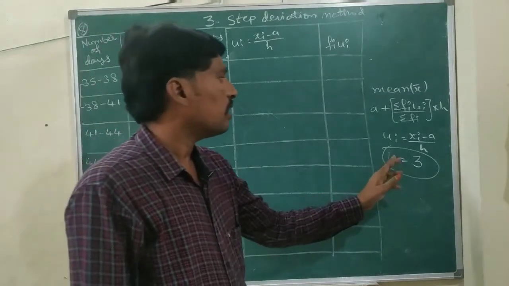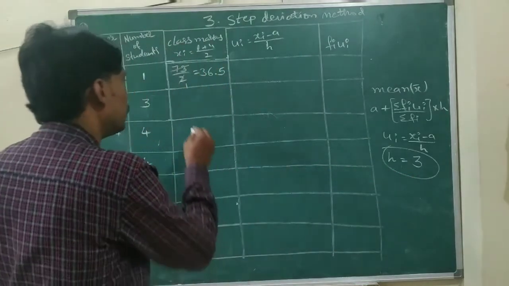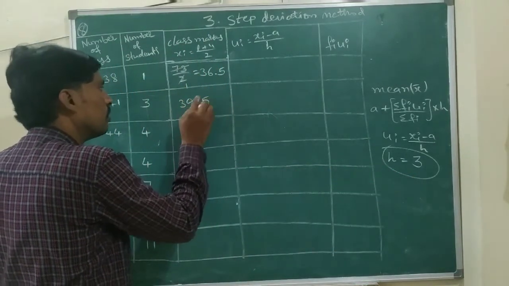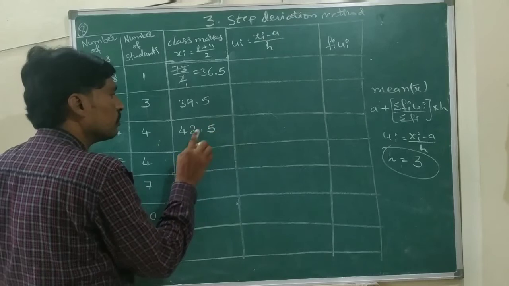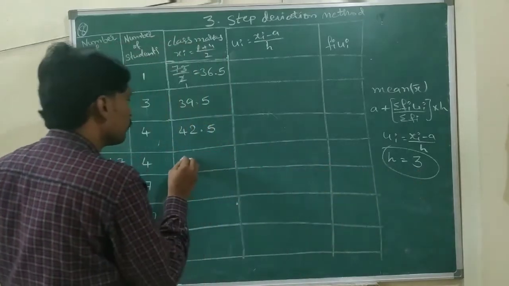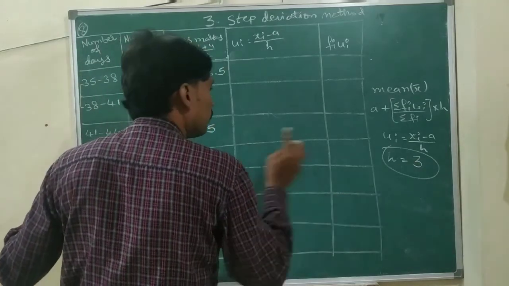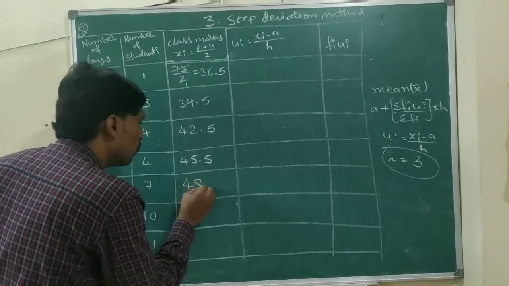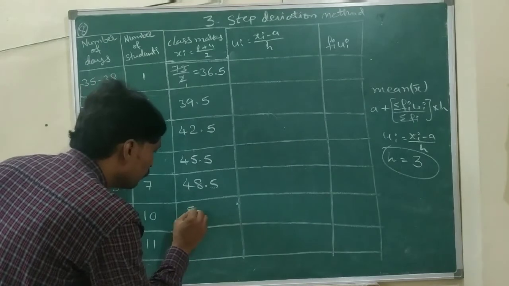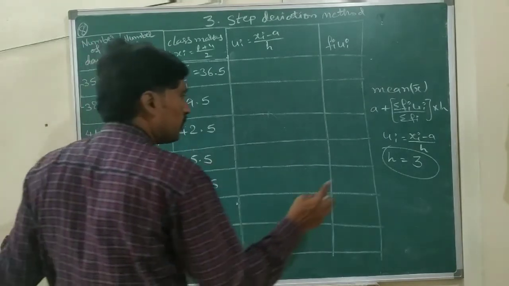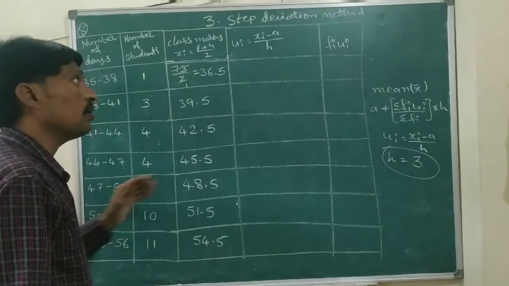We add the height of the class to get the next class mark. 36.5 plus 3 is 39.5. 39.5 plus 3 is 42.5. 42.5 plus 3 is 45.5. 45.5 plus 3 is 48.5. 48.5 plus 3 is 51.5. 51.5 plus 3 is 54.5. Now we need to find Ui.